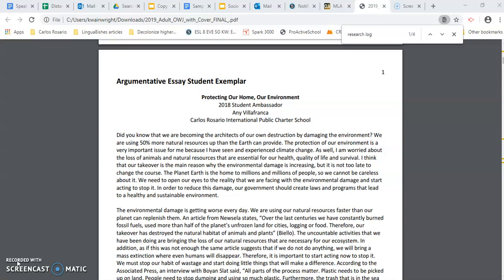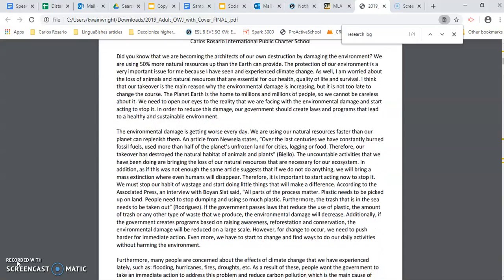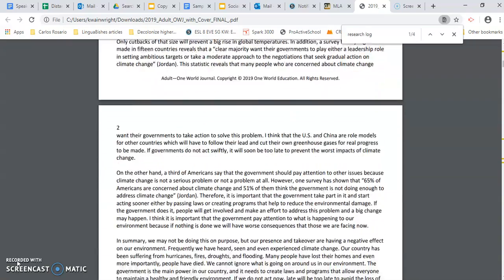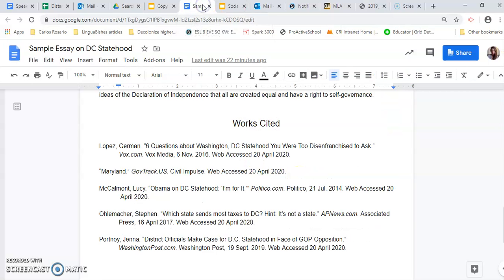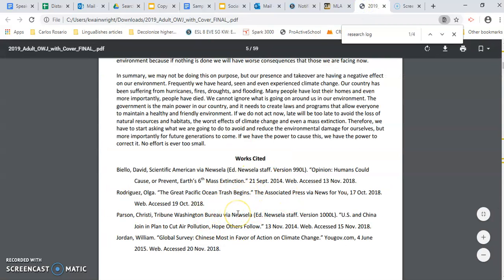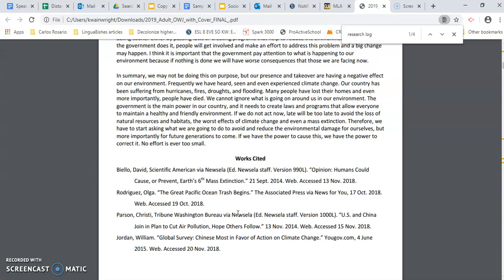Many of you also did your research on Newsela. You found Newsela articles. So I wanted to direct you to the exemplar, the student exemplar essay in your One World Journal on page 1 and page 2. Former level 8 student Ani Villafranca used a lot of Newsela sources, and you can look at her examples if you want to see the best way to cite a Newsela source. So you have these examples. You have the examples from your One World Journal. You are now ready to go to the next part of the lesson.